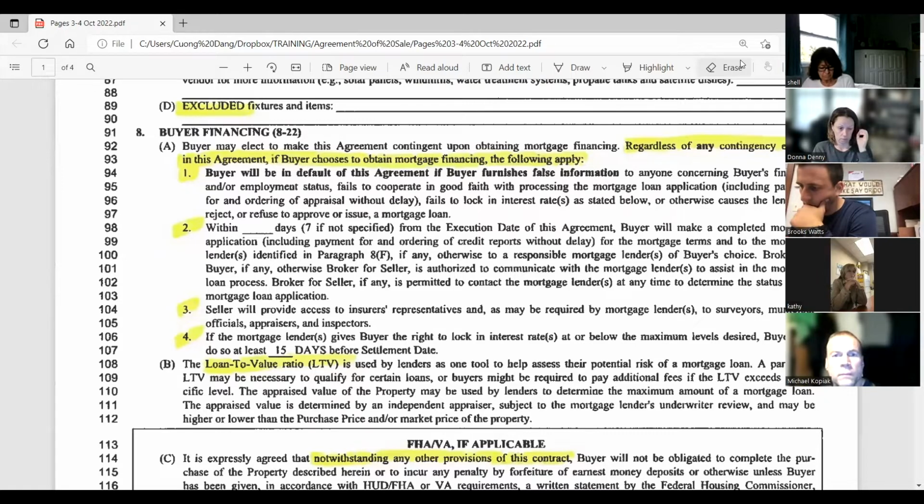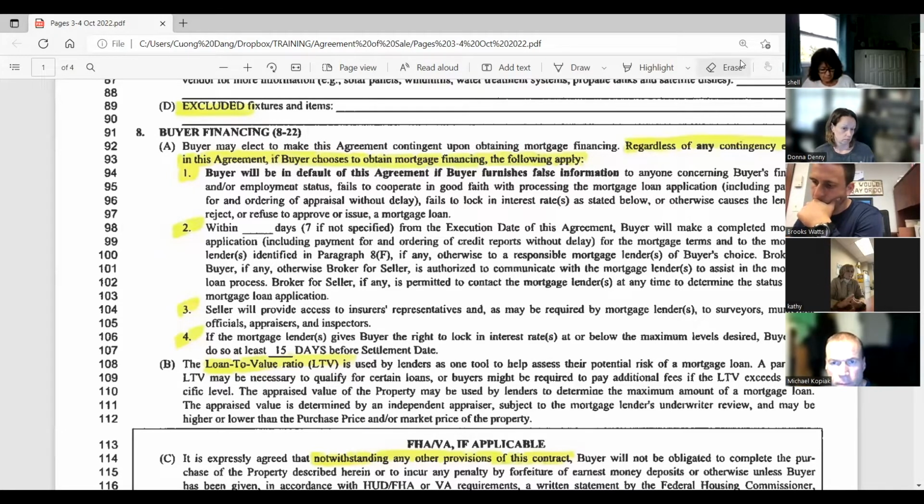4, if the mortgage lender gives buyer the right to lock in an interest rate at or below the maximum level desired, buyer will do so at least 15 days before settlement. Okay. So number 4, they have to lock in a rate, so long as it's within the interest rate spread that we're going to go over. Okay.